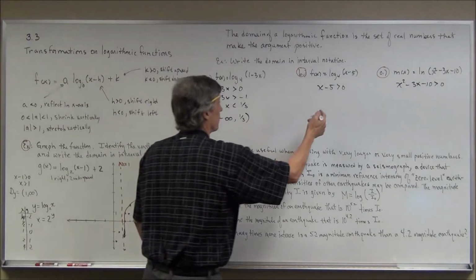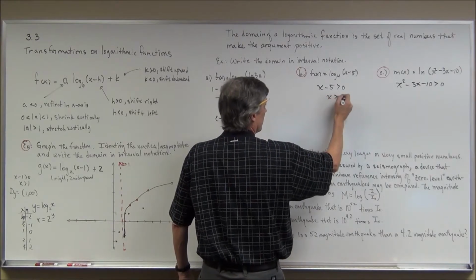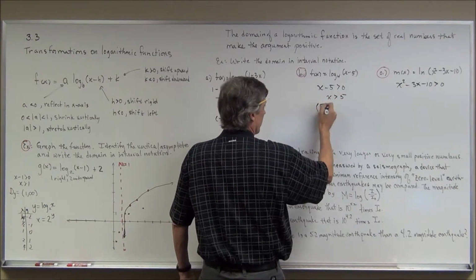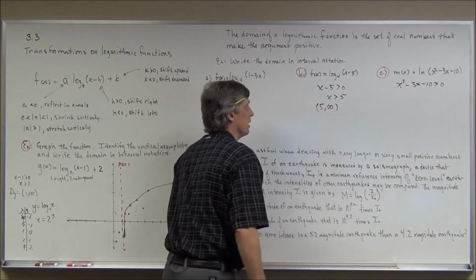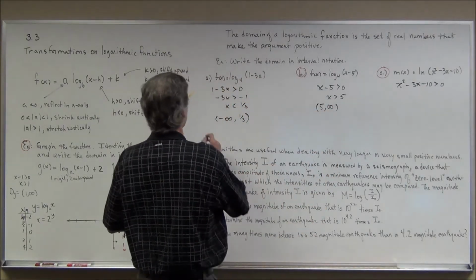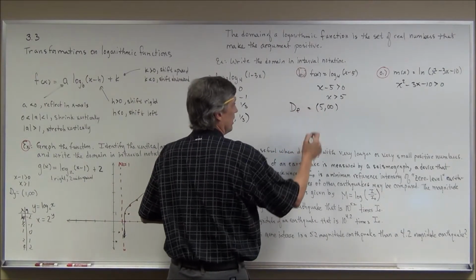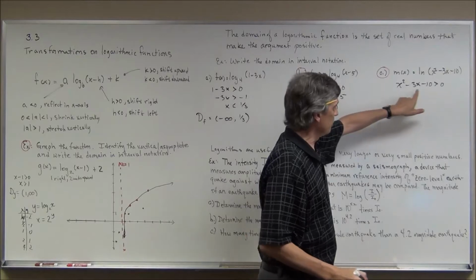Over here, it's even simpler. And again, these two come right off the review. If I add 5, x is greater than 5 would look like 5 comma infinity in interval notation. And so we can call that the domain of f. And then over here, we've got a little bit of work to do because this is a quadratic inequality.